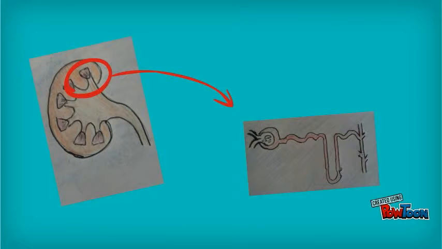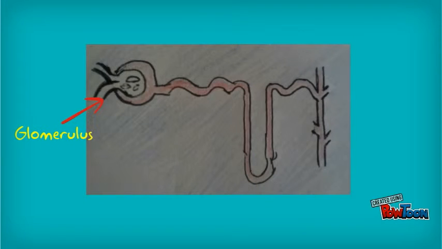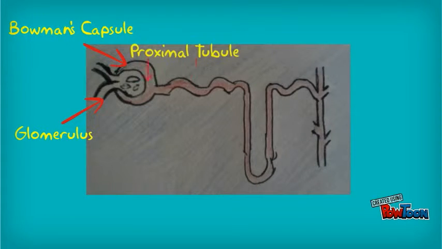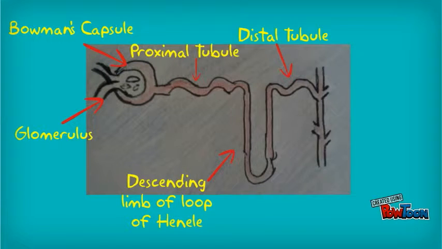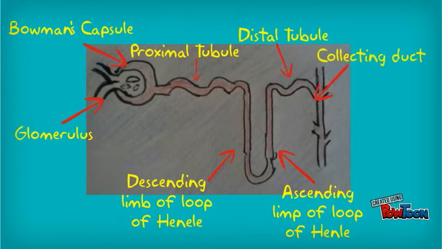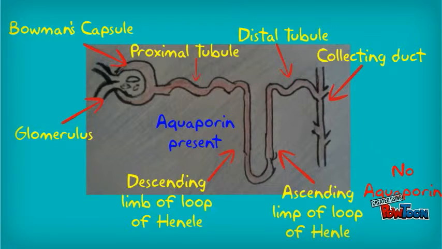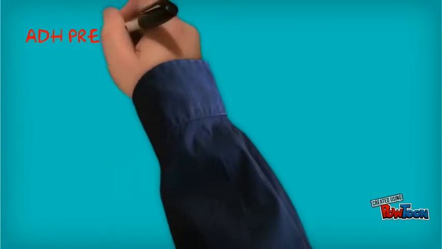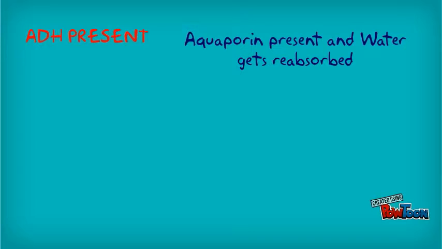The nephron is made up of a whole bunch of microscopic tubes containing the glomerulus, Bowman's capsule, proximal tubule, distal tubule, descending limb of loop of Henle, ascending limb of loop of Henle, and finally the collecting duct. On the descending limb of loop of Henle are water channels called aquaporins. These channels allow for water to pass through and get reabsorbed in our body. Only if ADH is present will aquaporin be present in the descending limb of loop of Henle.